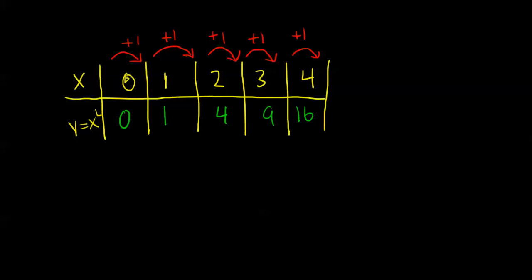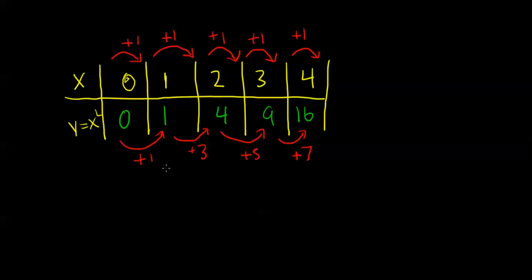So now let's look at the difference between those y values. Between 0 and 1, there's a plus 1. Between 1 and 4, there's a plus 3. Between 4 and 9, there's a plus 5. And between 9 and 16, there's a plus 7. So right now the difference between our y values, that would be the first difference. But now we want to look at the second difference, basically the difference between those numbers.